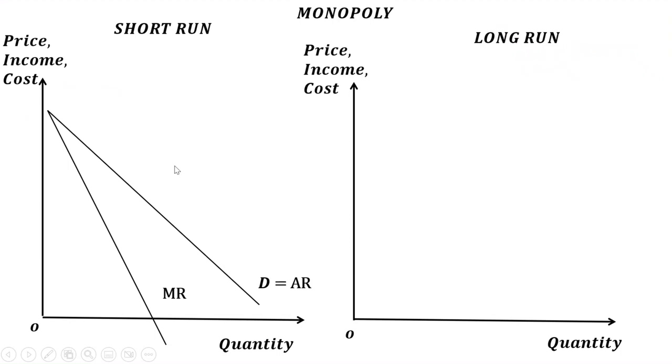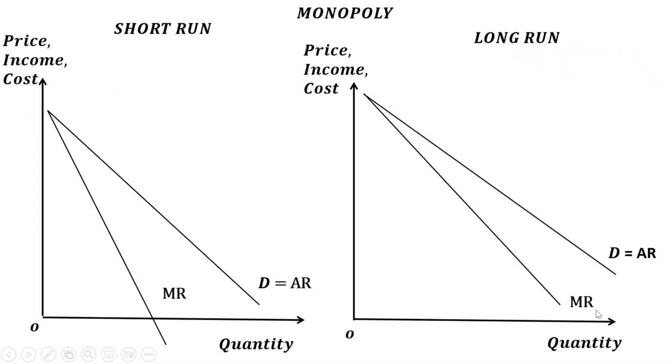Now let's draw the graph. We have the demand curve, which is equal to the average revenue curve. This is your marginal revenue curve. Again, your demand curve is equal to your average revenue curve, and this is your marginal revenue curve. Now, when we look at the short run and long run, the short run is relatively inelastic, where the long run is relatively more elastic. Can you see? It shifts more to the right. This one is relatively inelastic, and this one is relatively more elastic.